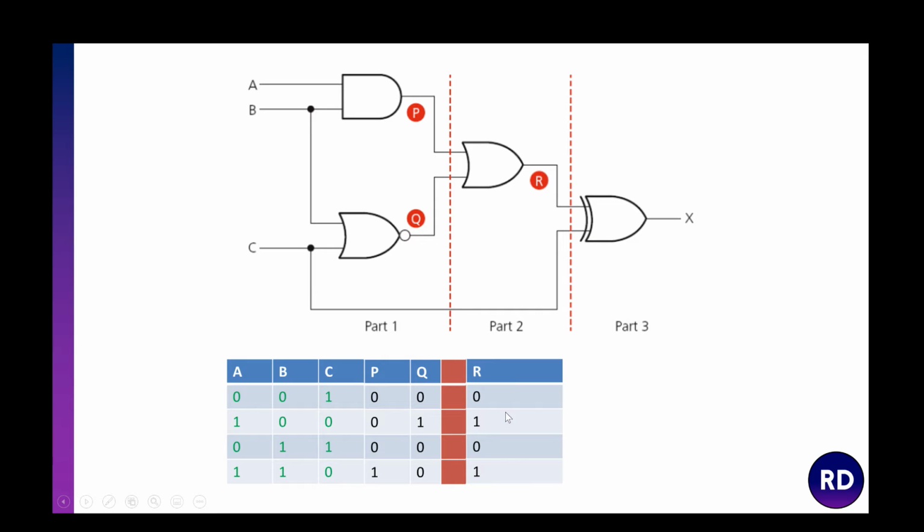We then look at the R result, and then we look at the final result, which will be the XOR between C and R. So C and R, we've got 1 0 0 1 and 1 0 0 1, so it's the one or the other, it's exclusively OR, so the answer would be 1 1 1 1.